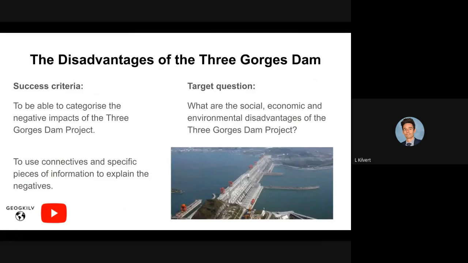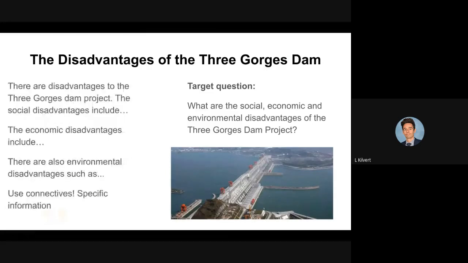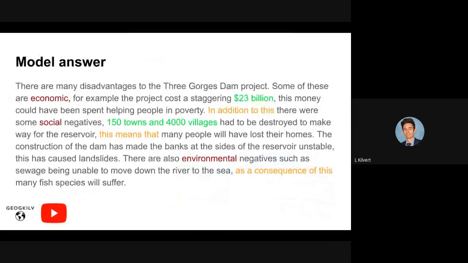Now, in order for us to be able to do that, we're going to need to use our categories that we've already come up with. And we're going to need to use connectives and specific pieces of information because remember, geography is the study of the real world. So we need to be able to give real world examples to be able to explain those negatives. Now, I've got some sentence starters here for you to help you out. But before I give you those sentence starters, let's just have a look at my model answer so that you know what sort of thing you're aiming for.